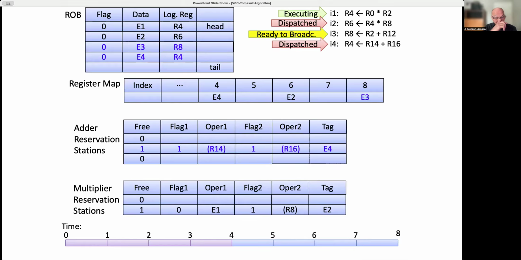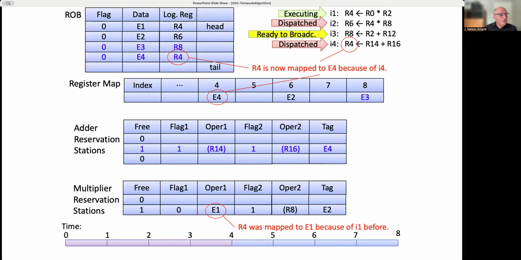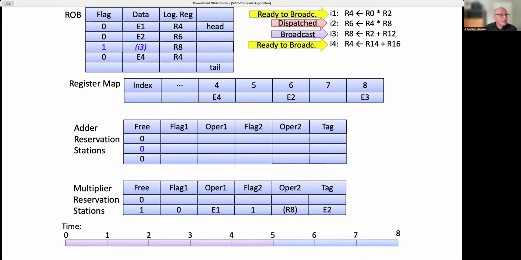Let's see if my slide gives the details. So what I have now is that R4 is now mapped to E4. Remember that R4 was before mapped to E1. So with the renaming, we can go further along and do the remapping. R4 was mapped to E1 because of I1 before. So this is just indicating that I did this remapping.